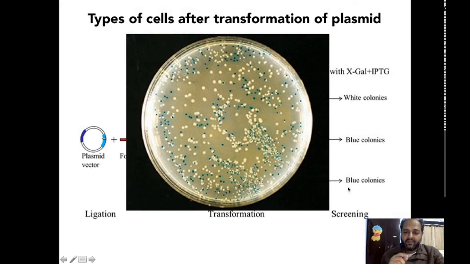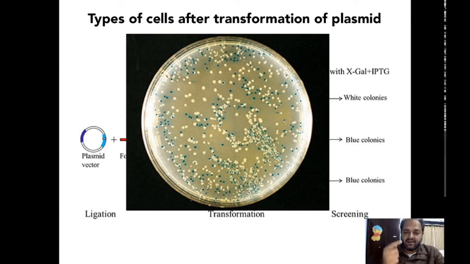So this is how a plate used for screening will look. You can see that there are white colonies and blue colonies. The white colonies are essentially the colonies which have the gene of interest inserted within the multiple cloning site of the vector, and the blue colonies are the ones which either have the gene of interest inserted at a wrong place, or do not have the gene of interest inserted in the vector at all. In either case, you do not need these cells. You need these white colonies, which are carrying the gene of interest.